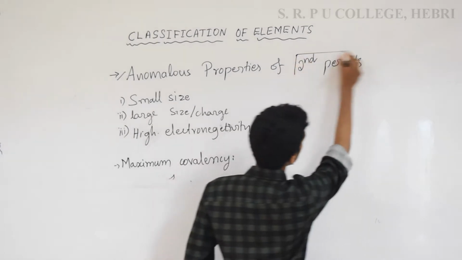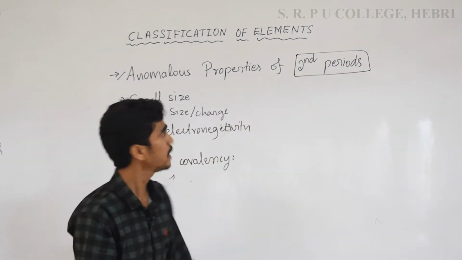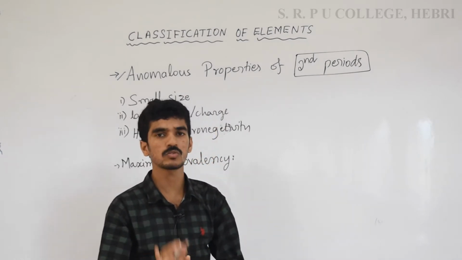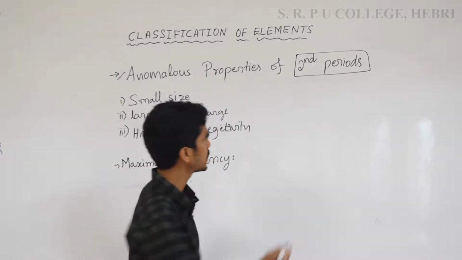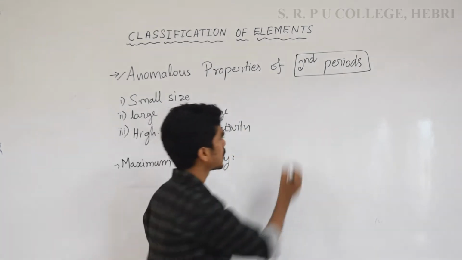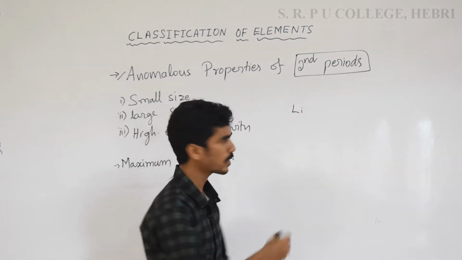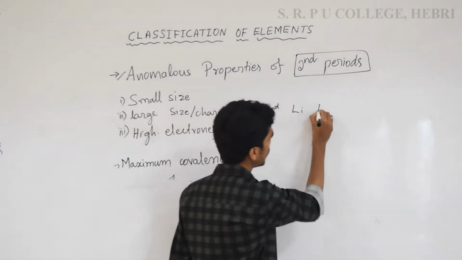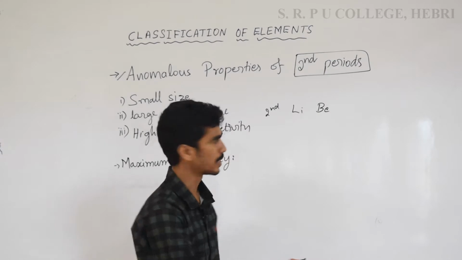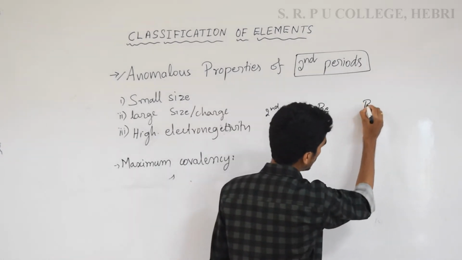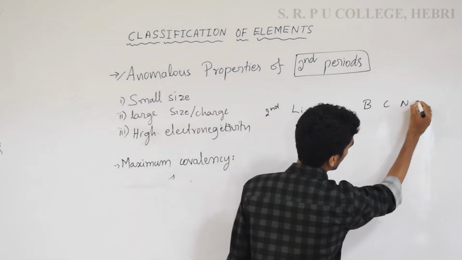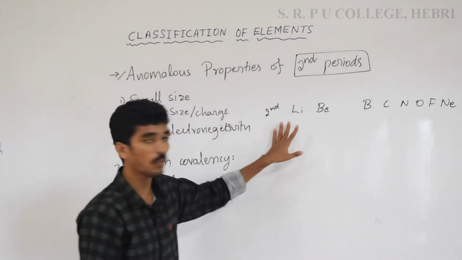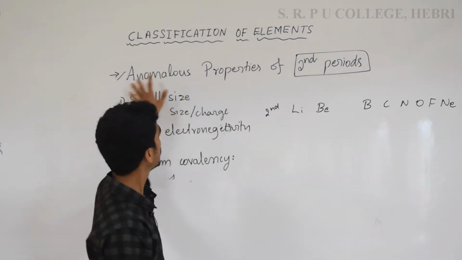Here it says anomalous properties of second period elements. Only this belongs to what? Second period elements. So you know the second period elements. Which are the second period elements? Lithium. In the first period it is hydrogen. Then lithium, beryllium, then the 13th group, boron, carbon, nitrogen, oxygen, fluorine and neon. These all come in the second period elements.